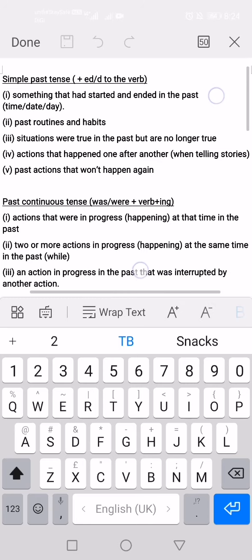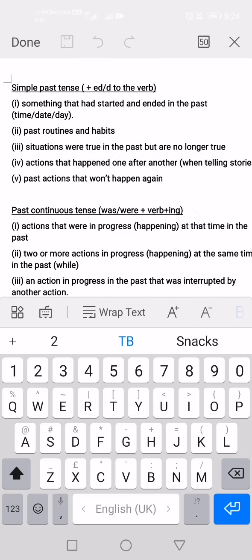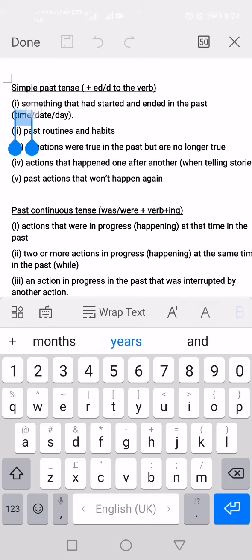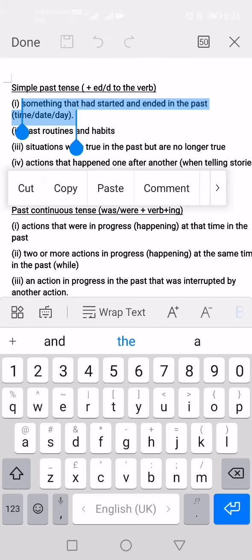It says simple past tense. Simple past tense is adding ed and d to the verb. The first one is something that had happened. You always understand that simple past tense is what? Something happened already, no longer happening. 已经发生了，没有再发生了，就是说已经停了。Okay, berlaku sudah, lepas tu dia berhenti, dia tidak berlaku lagi. So something that has started, bermula 开始, ended, 然后它就没有再发生了，停 berhenti, tidak berlaku lagi.